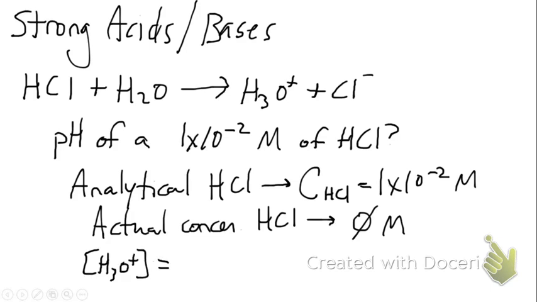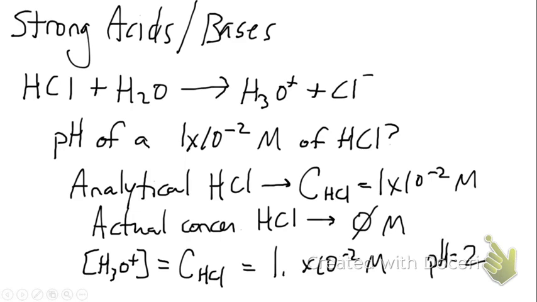And so because of this, we know that this, for strong acids, is equal to the analytical concentration of that strong acid. So in this case, it's going to be 1 times 10 to the negative 2nd molar. And if we do the negative log, we know that the pH is going to be 2. So that's for strong acids.